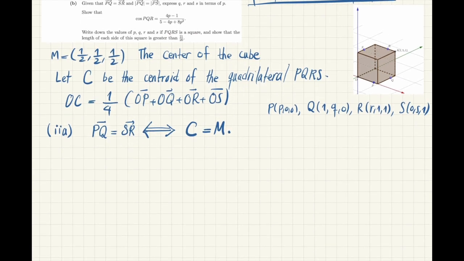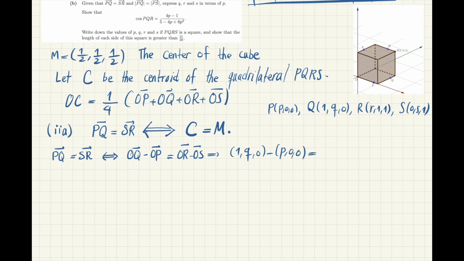So let us consider PQ equals SR. This is equivalent to saying that OQ minus OP, this is for the left hand side, is equal to OR minus OS. But what is OQ? This is your Q, so OQ becomes a vector with the same components (1, Q, 0), and I will do the same thing for the others. So it becomes (1, Q, 0) minus (P, 0, 0) is equal to, instead of OR we can write (R, 1, 1), and then instead of OS I can put (0, S, 1). Of course, let me emphasize here that this is a double-sided arrow again.